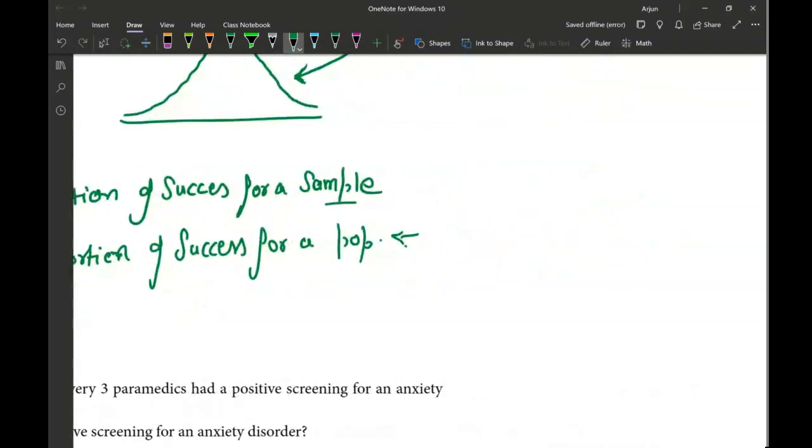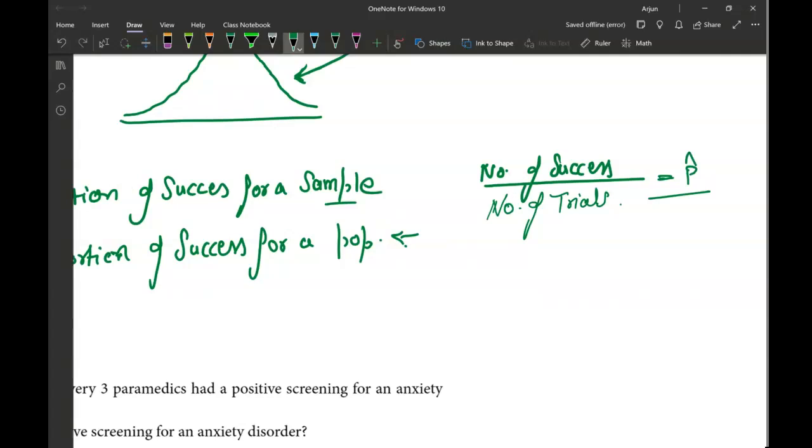The formula for this is number of success upon number of trials. That's going to give me p hat. And if it is a population, then it will be the number of successes in the given population upon the number of trials in the given population.